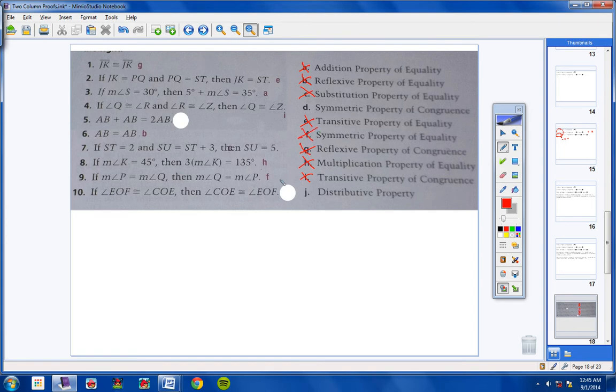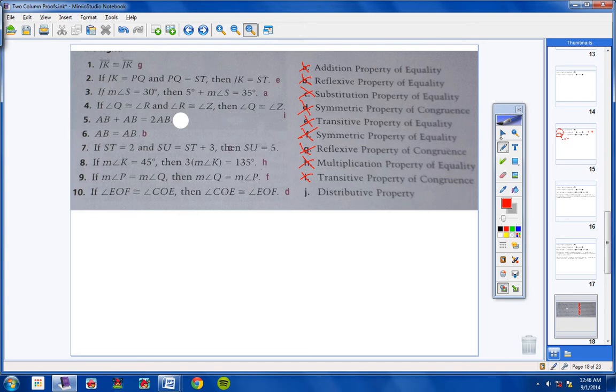property of equality. And then number 10, if angle EOF is congruent to angle COE, then angle COE is congruent to angle EOF. So first of all, we're dealing with congruent symbols. So we know that it's going to be one of our congruence properties. And then number 2, they simply took this angle here and this angle here, and they swap places. It's going to be letter D. Or symmetric, I apologize, it is symmetric, and I knew that. The symmetric property of congruence, okay?